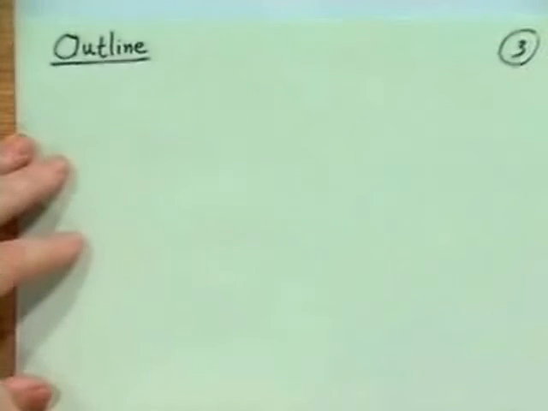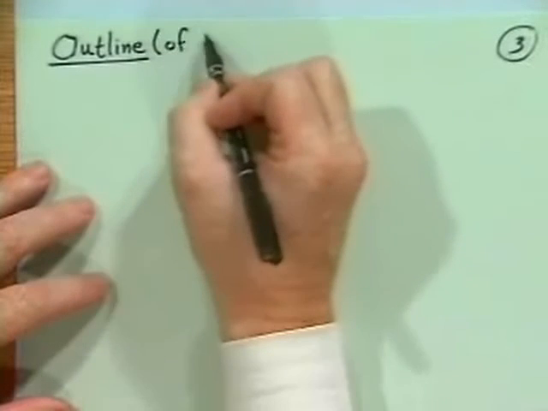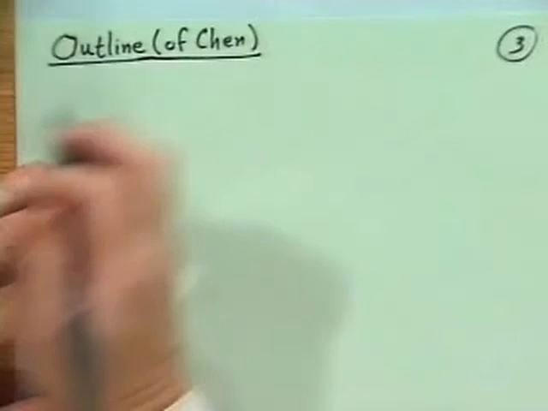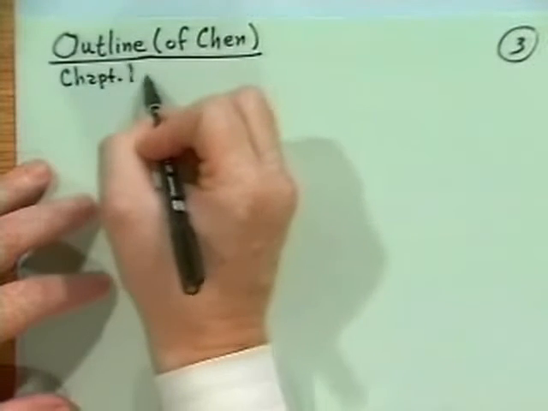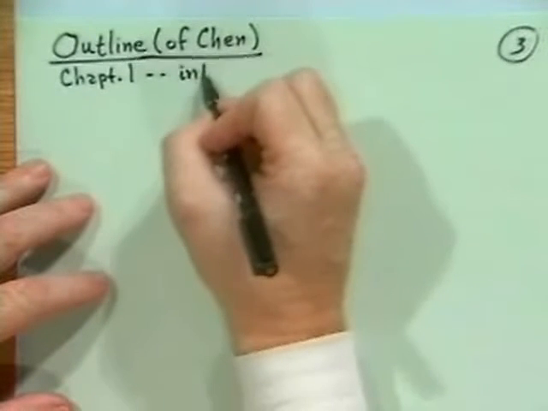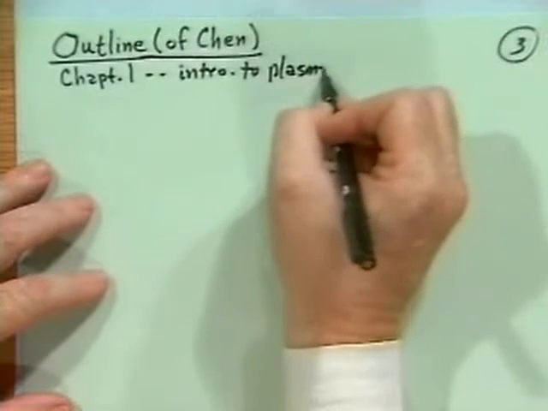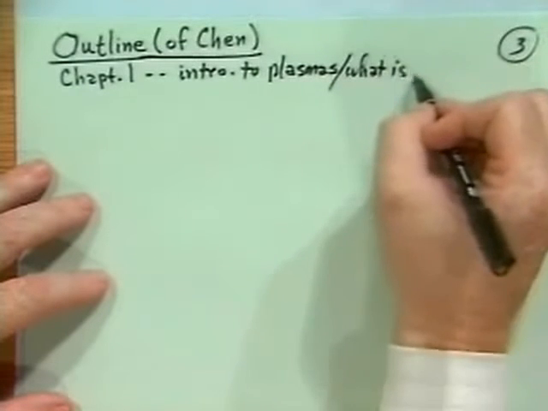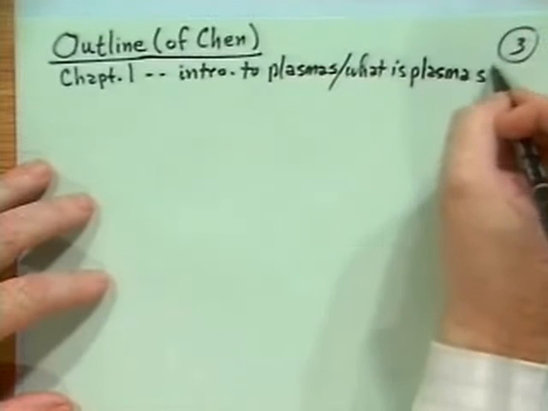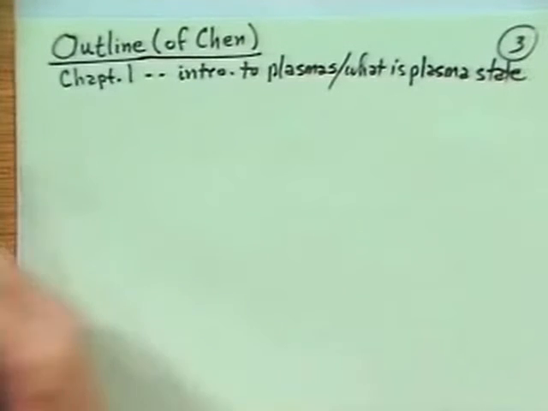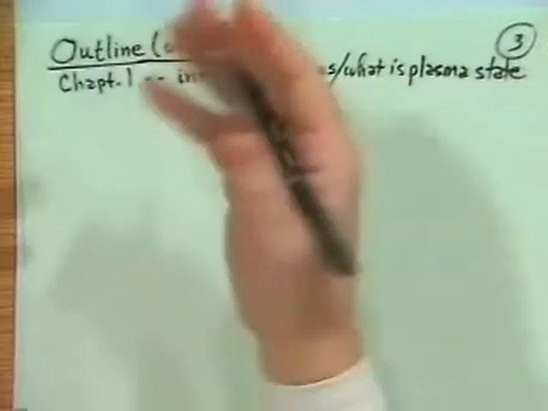Okay, so let me then indicate the subjects that we're going to go into. Basically this amounts to an outline of both the course and, pragmatically, of the chapters of Chen, plus we will go on to a couple of lectures at the end on controlled thermonuclear fusion, an introduction to fusion. So first, in Chapter 1, which we're going to cover in part today, it's basically an introduction to plasmas: what is a plasma, what is the plasma state, why do we study plasma physics, what are the applications you should have in mind, all that sort of thing.